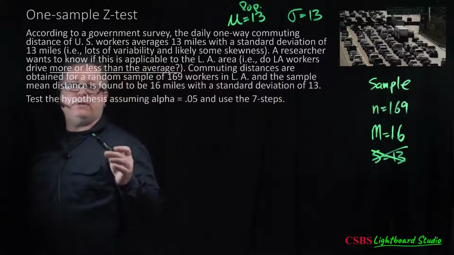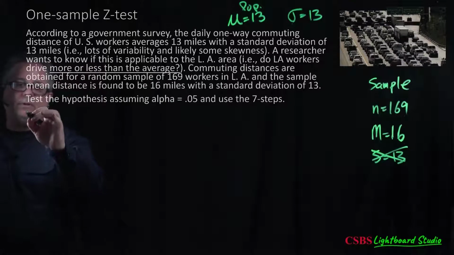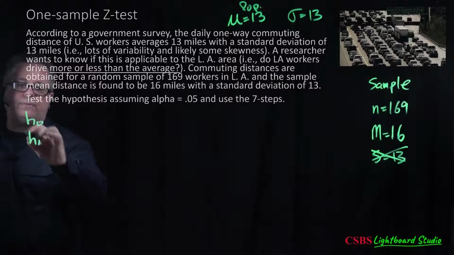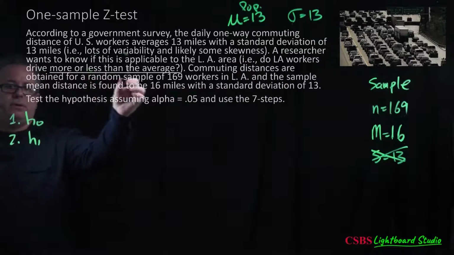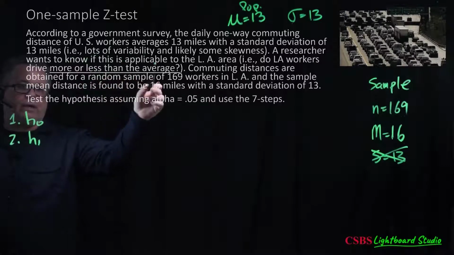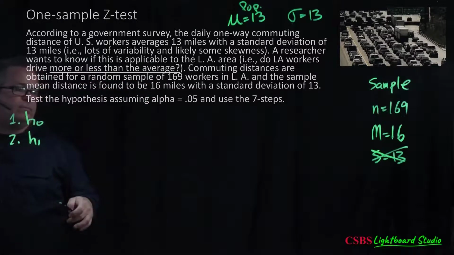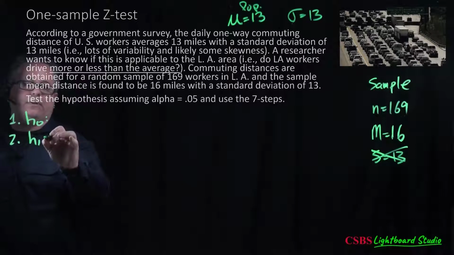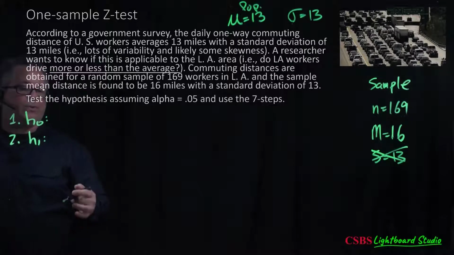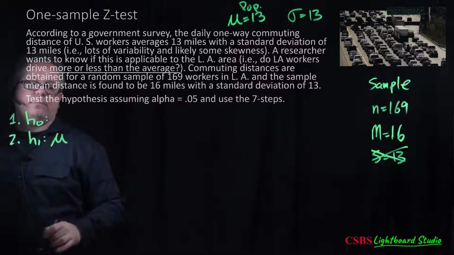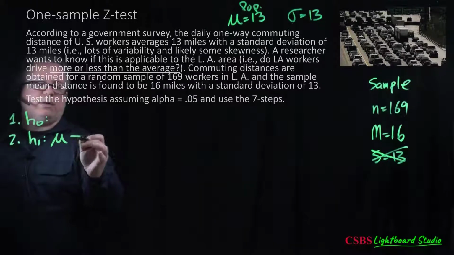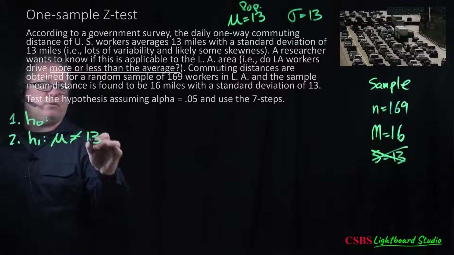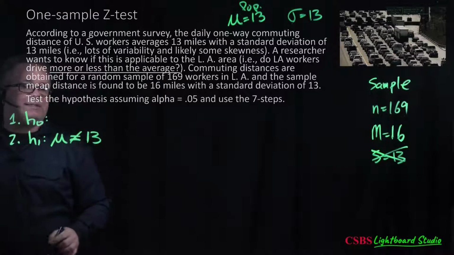Now, notice here, if I'm trying to figure out the null and alternative, so here's my step 1, step 2. It says up here, a researcher wants to know if this is applicable to the LA area, and in parentheses, do LA workers drive more or less than the average? So more or less tells me that this is not a directional test. All I want to know is whether the mean based on this test is not equal to 13, right? So this is looking at a two-tailed test.